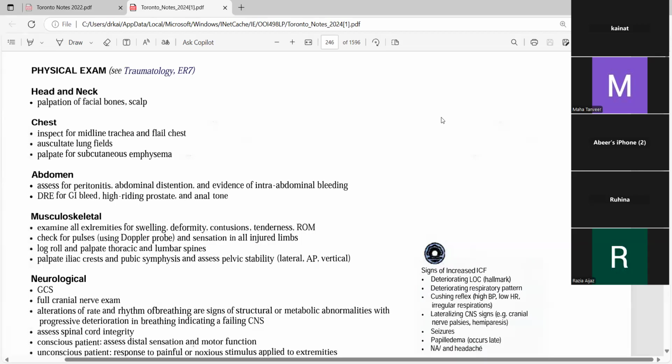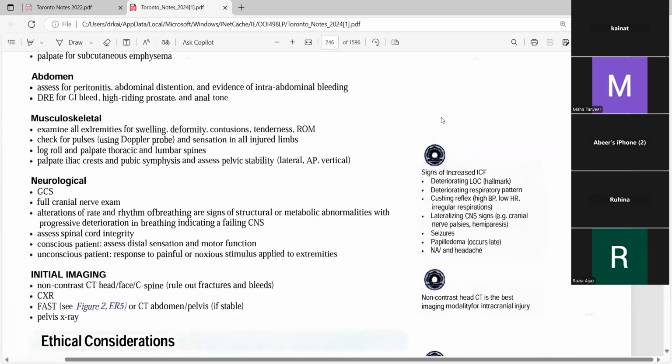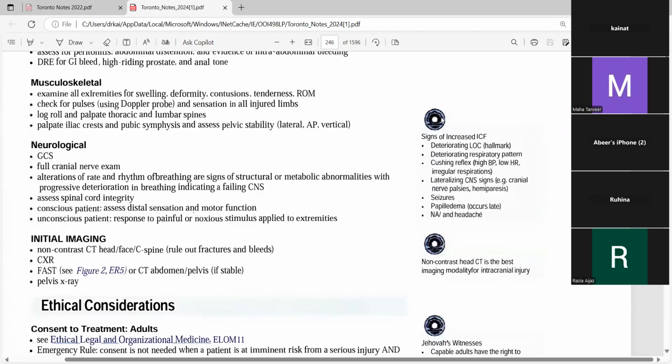Log roll and palpate the thoracic and lumbar spines, palpate the iliac crest and the pubic symphysis, assessing pelvic stability: lateral, AP, and vertical. Pelvic injury is basically a major injury, okay? Don't take it as a light injury. There are two types of injuries that will come maybe later on in traumatology. So let's move on with this one.